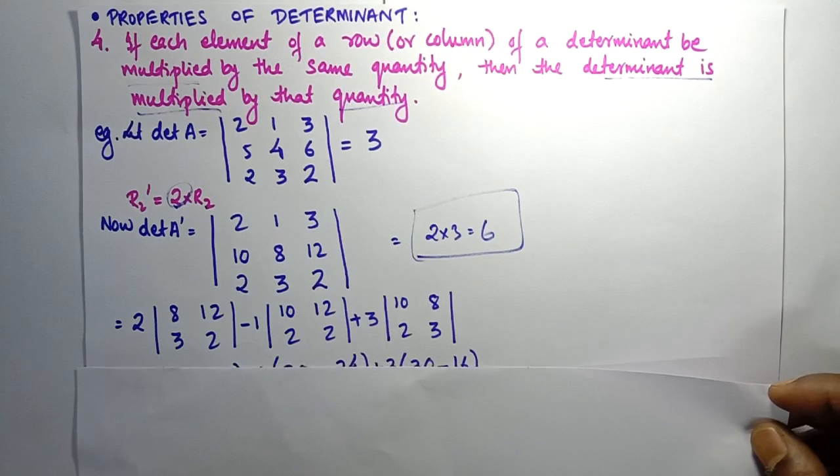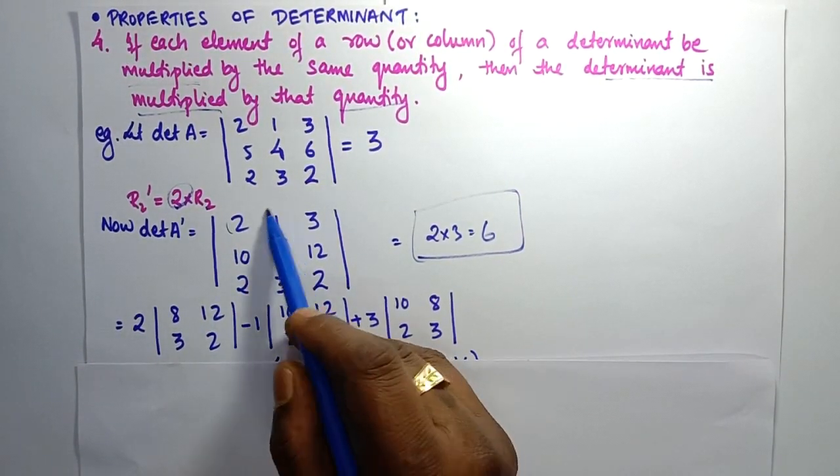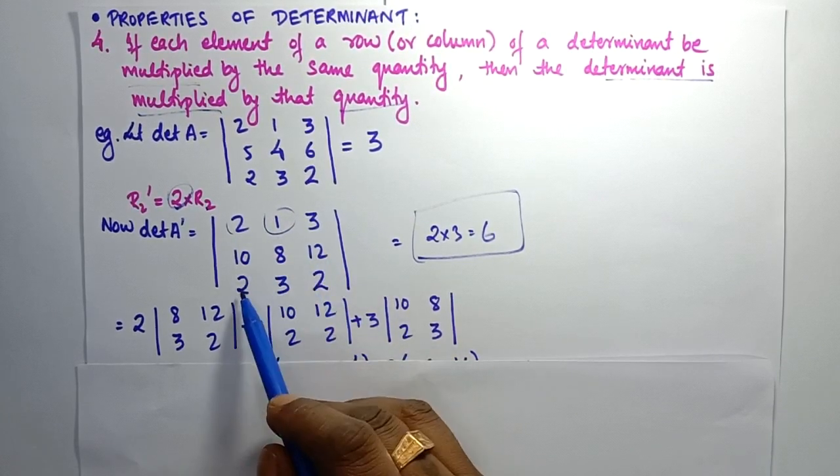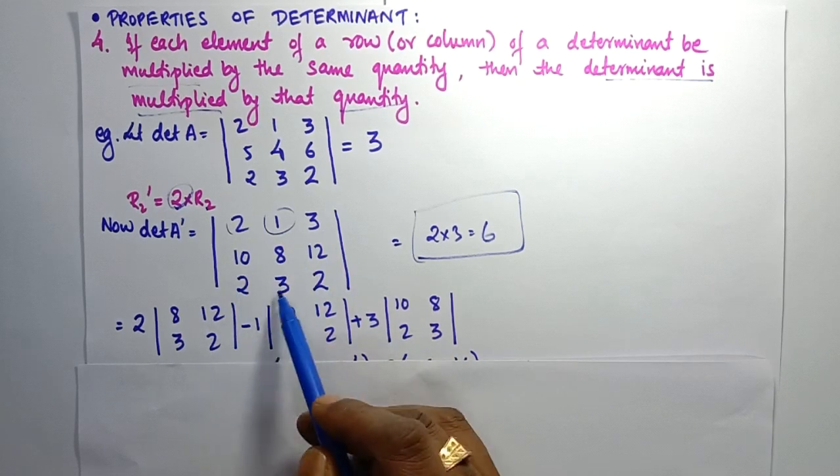Now you can see here, I'll open from this 2. So 8 12 3 2. So minus 1 this side, so this 10 12 2 2, so this is your plus 3. I'll hide this, so 10 8 2 3.